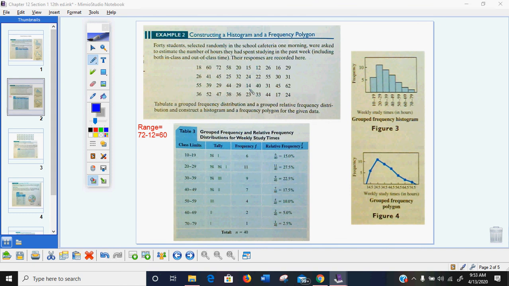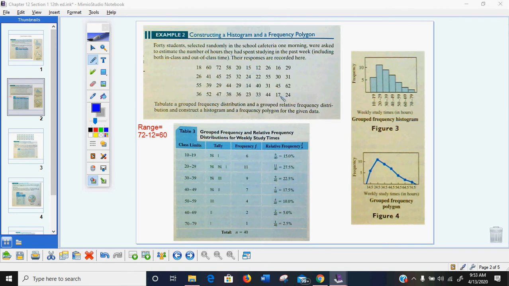All right, let's construct a histogram and a frequency polygon. So we have 40 students selected in the school cafeteria. They're asked to estimate the number of hours they spent studying the past week in class and out of class. So here's all their responses. Now, they want us to do a grouped frequency distribution and a relative frequency distribution.